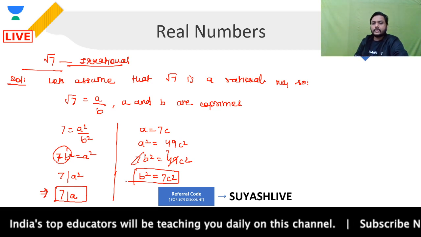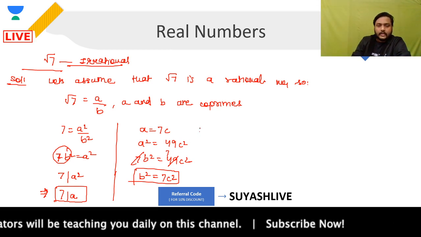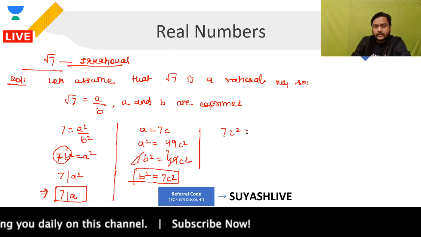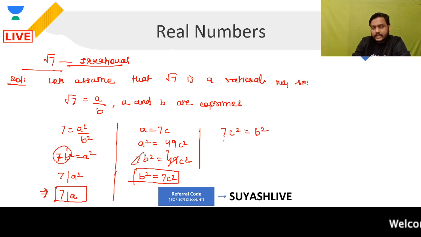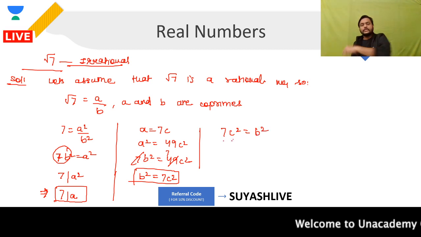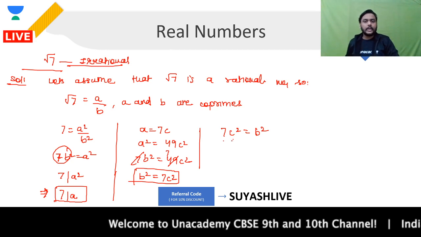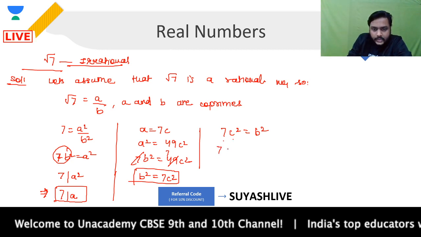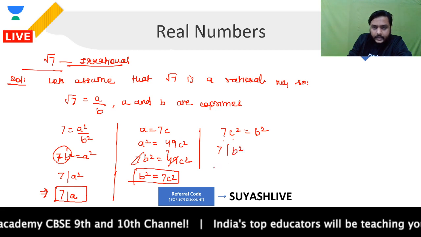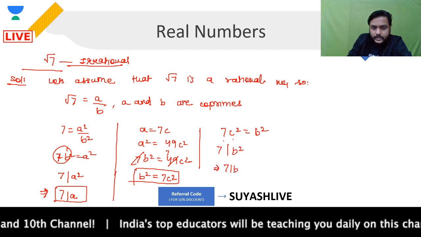When b square is equal to 7c square, आप इसको लिख सकते हो 7c square is equal to b square, and it means जब 7 और c square का मल्टीपल b square के इक्वल है, तो इसका मतलब that your 7 divides b square, and it implies that your 7 divides b.